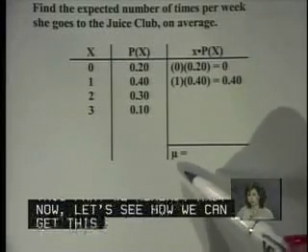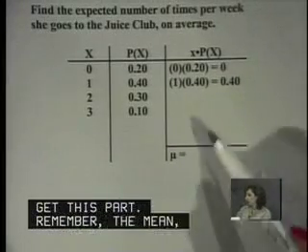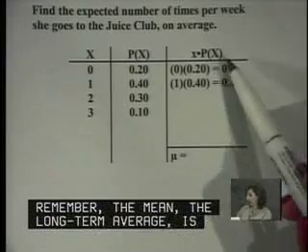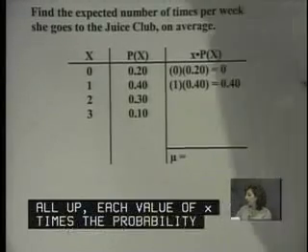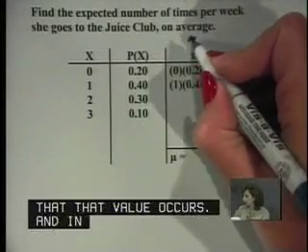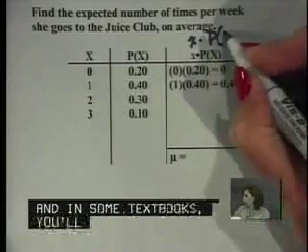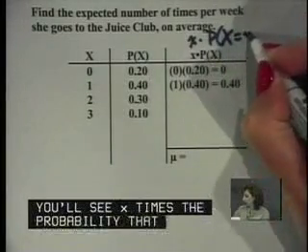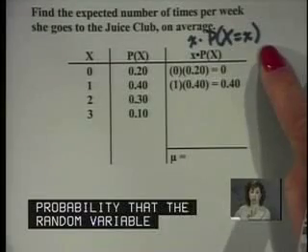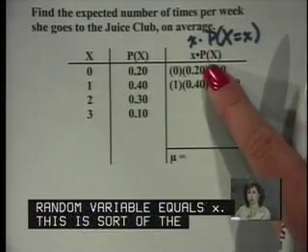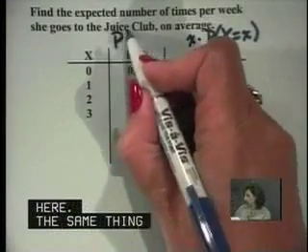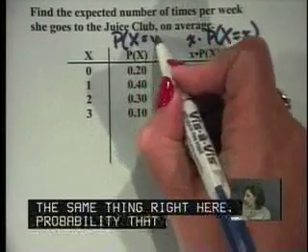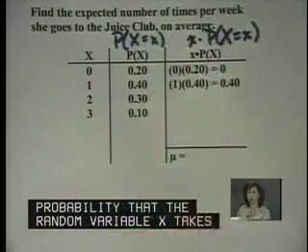Remember, the mean, the long-term average, is the summation, meaning adding all up, of each value of x times the probability that that value occurs. In some textbooks, you'll see x times the probability that the random variable equals x. This is sort of the official way of writing this, and this is a little bit of a shortcut right here. The same thing right here: the probability that the random variable X takes on this lowercase value.